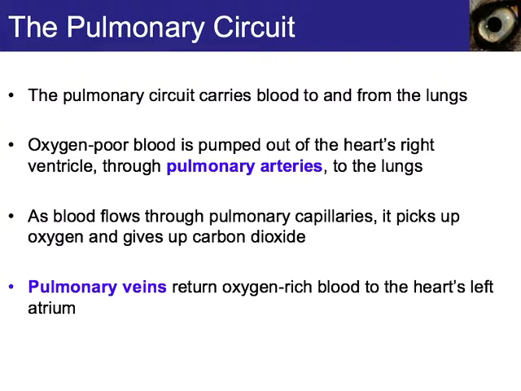The pulmonary circuit carries blood to and from the lungs. So oxygen-poor blood is pumped out of the heart's right ventricle through pulmonary arteries to the lungs. As blood flows through the pulmonary capillaries, it picks up oxygen and gives up carbon dioxide in the lungs. And then the pulmonary veins return the oxygen-rich blood to the heart's left atrium.